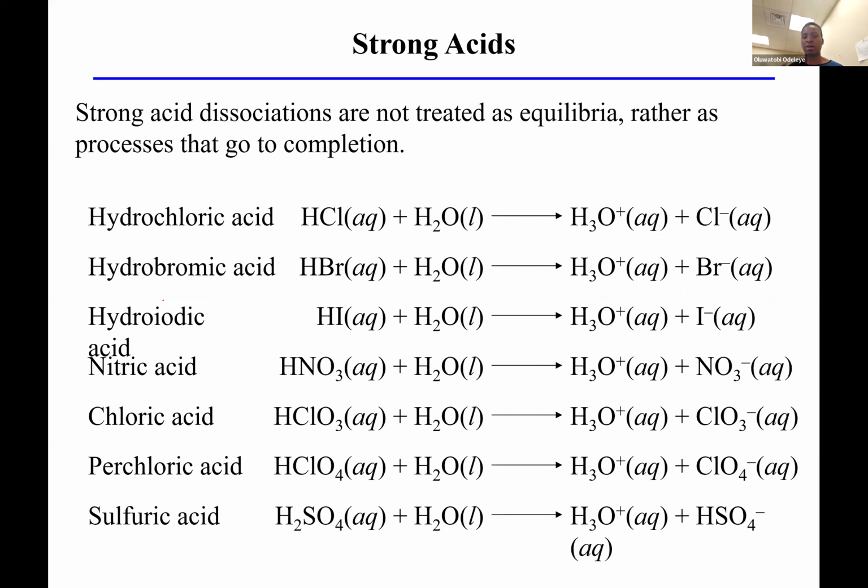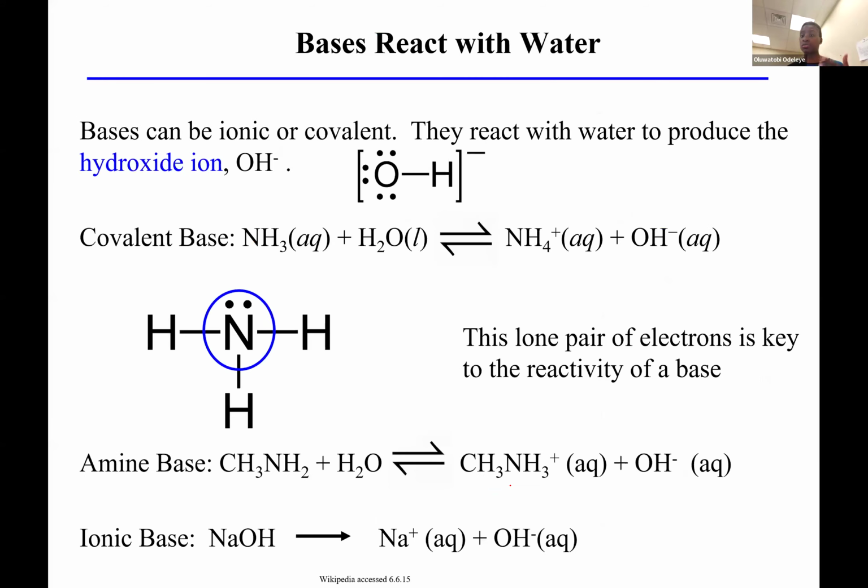And so just thinking about how these things dissociate, or ionize, in solution, that's how HCl would react with water, chloric acid, and so on. On the flip side, bases also react with water, but they accept protons instead of donating, okay? So NH3 would react with water to give you the ammonium ion, so it accepts a hydrogen, and gives you OH minus in solution, okay? Just as you have strong acids and weak acids, you also have strong bases and weak bases.